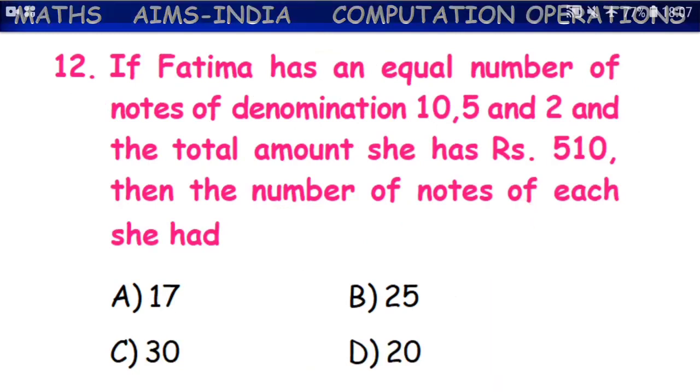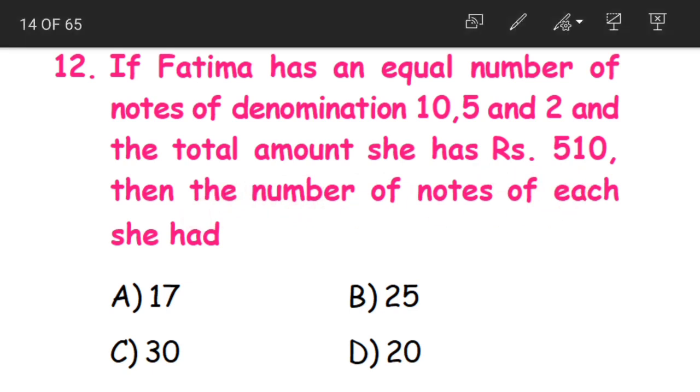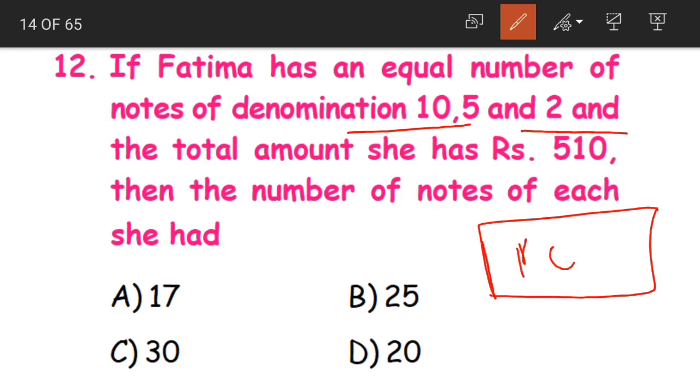Question number 12. If Fatima has an equal number of notes in denomination of 10, 5 and 2 and the total amount she has is rupees 510, then the number of notes of each she had. See, what are they saying? Fatima has notes of equal denomination 10, 5 and 2. What does the denomination mean? On a 10 rupees note, what will be written?